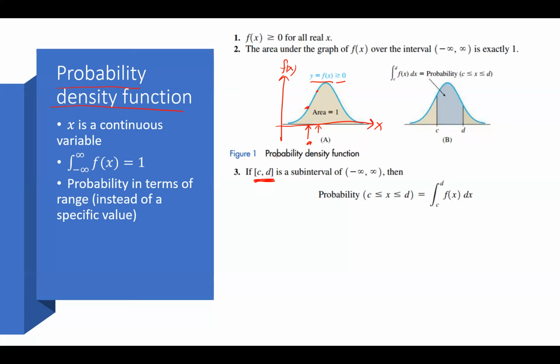Then we can use the tool of integration. For example, this is c, this is d. Then we can just take the area under the curve within this range to get the probability. This is the probability within the interval. And of course, when we look at the whole interval, it needs to be exactly 1 because the probability of all the different outcomes should sum to 1.